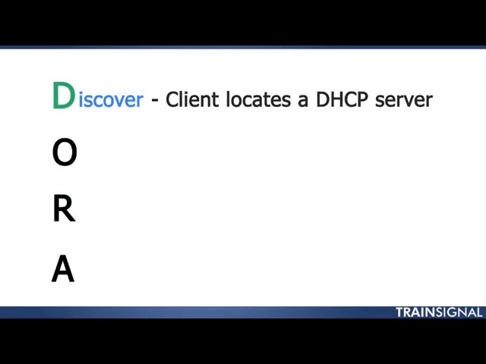So when it comes to clients obtaining a lease in DHCP, the first thing that you need to make sure you understand is that there's a word I want you to remember, and that word is DORA. D-O-R-A. But DORA is not really a word at all. It's actually an acronym that stands for the four-step lease process. Okay, so we're going to go through each of those four steps. And the first one is the letter D in DORA. The D stands for discover.